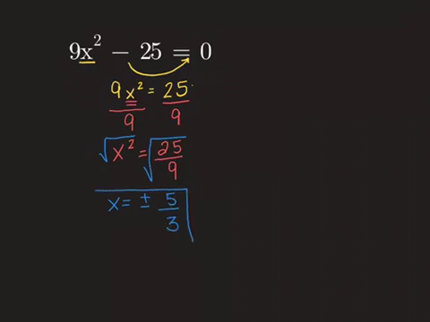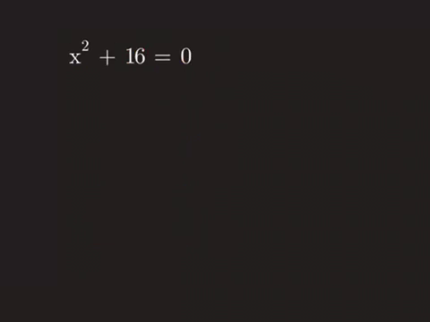So this gives me positive or negative 5/3. Okay, so next let's look at x squared plus 16. So again, I want to get rid of this plus 16. I want to move it to the other side so that I can have my x squared isolated. So x squared is equal to negative 16.